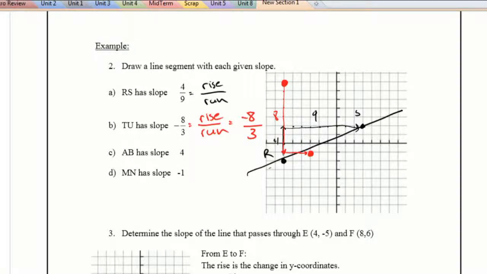And we're calling this point T and this point U. And we will connect those 2 points. A straight line. There we go. There's T and U.